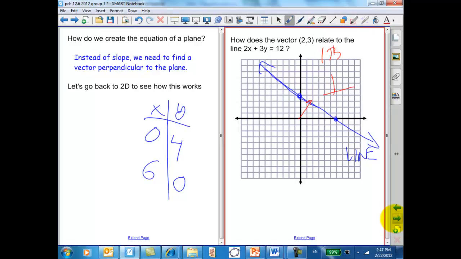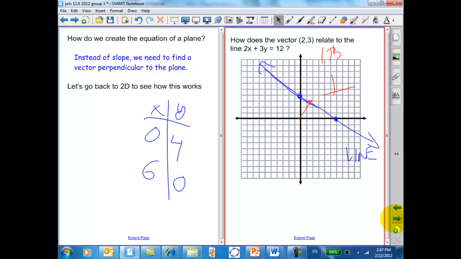It's perpendicular. The coefficients on the variables give you something perpendicular to the thing. That's really cool. And that's what makes vectors so handy as we go into other dimensions. We can count on all the coefficients on the variables creating a vector which is perpendicular to the thing we're trying to graph.